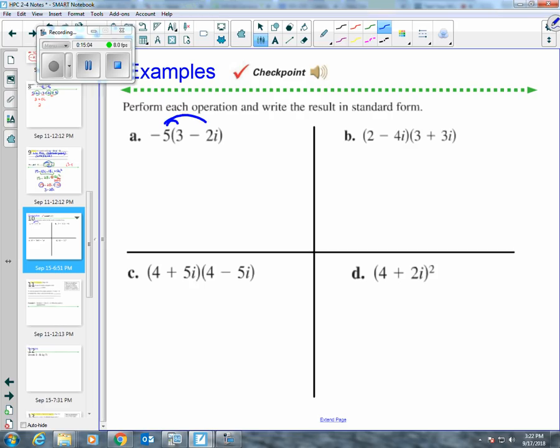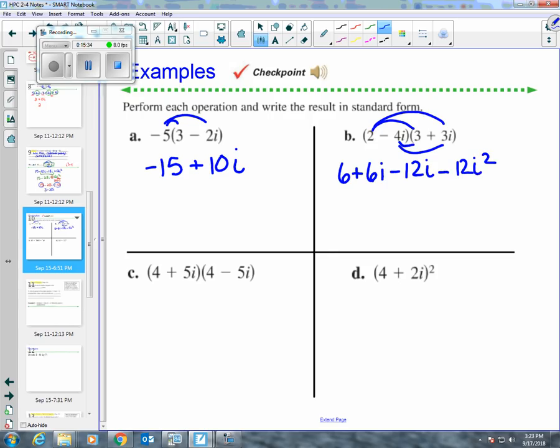First one is just a real number times a complex number. So we can just distribute. It's exactly what you would assume it to be. Negative, negative would be plus 10i. So we get this complex number solution. All right, next one, letter B, just like the one we were doing before, FOIL. So first, outside, inside, last. Looks like we have 6 for first, plus 6i for the outsides, minus 12i for the insides, minus 12i squared for the last. And then let's see what we can do to put our like terms together.